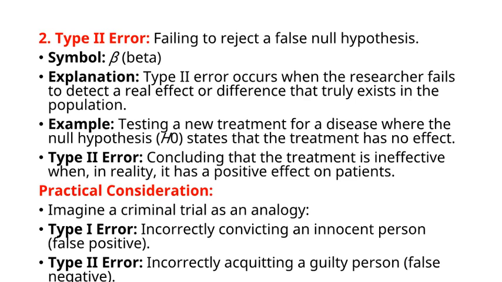Example: testing a new treatment for a disease where the null hypothesis, H0, states that the treatment has no effect. Type II error: concluding that the treatment is ineffective when, in reality, it has a positive effect on patients. Practical consideration: imagine a criminal trial as an analogy. Type I error: incorrectly convicting an innocent person, a false positive. Type II error: incorrectly acquitting a guilty person, a false negative.